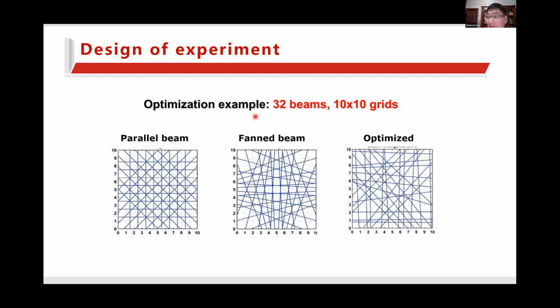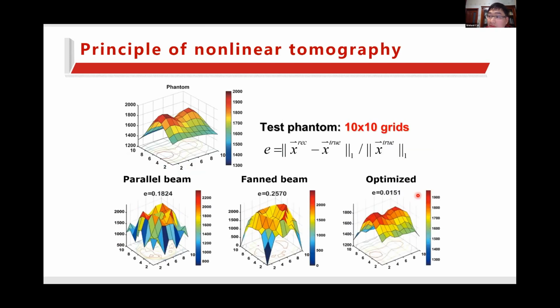So here is the comparison between the parallel beams, the fanned beams, and the optimized beams. We did some simulations to see whether this method works or not. On the right are our results. And here are the results obtained by parallel beams and also fanned beams. And here is the phantom. So we calculated the error. We find that the optimized one has the smallest reconstruction error.